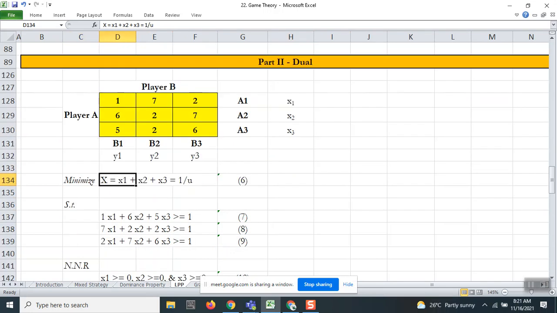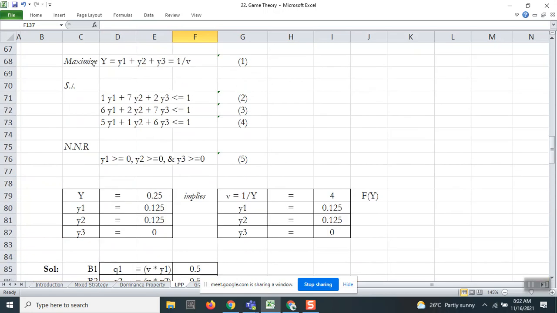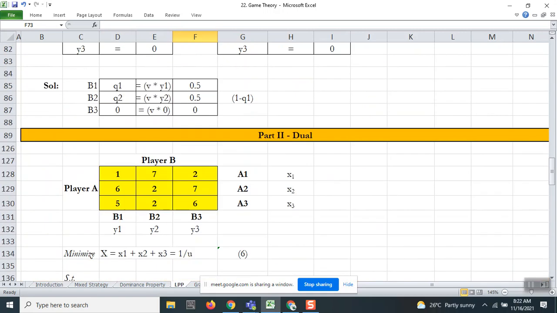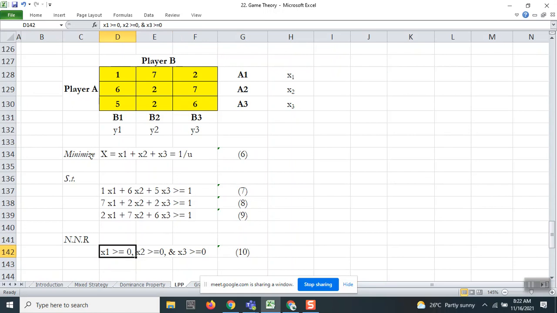Then the constraints are 1 into x1 plus 6 into x2 plus 5 into x3, and this time it is greater than or equal to 1. This is a standard minimization case, in which your constraint should be a greater-than-or-equal-to constraint. That's why we have greater than or equal to 1, whereas in the primal problem we have less than or equal to 1. And then the non-negativity restriction: x1 greater than or equal to 0, x2 greater than or equal to 0, x3 greater than or equal to 0. So this is the typically important conversion of our given problem into its dual.